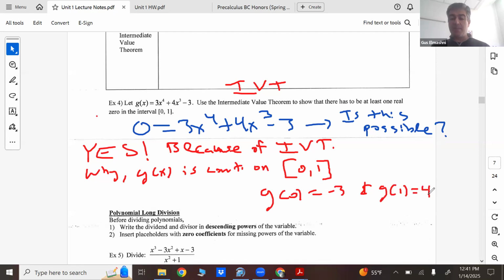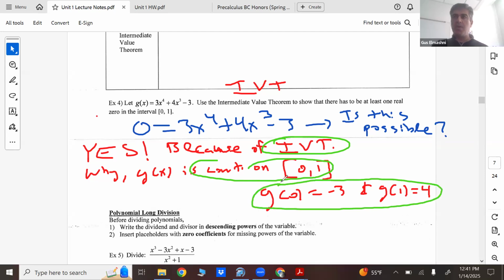So then here's how you make a statement. What I'm looking for is this. I want you to tell me IVT applies. I want you to tell me it's continuous. I want you to compute this. And then I want a concluding statement. So you have to tell me IVT, continuous, give me the values at 0 and 1, and then we make a concluding statement. How do you write the concluding statement? I'm not going to be so picky about it, but just make sure you're hitting some of the key points.